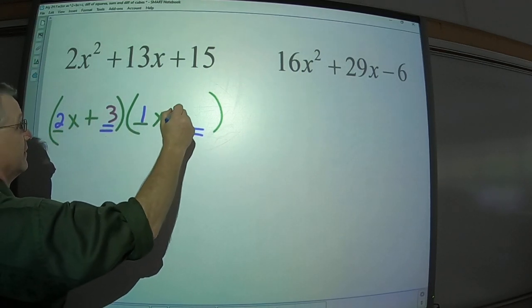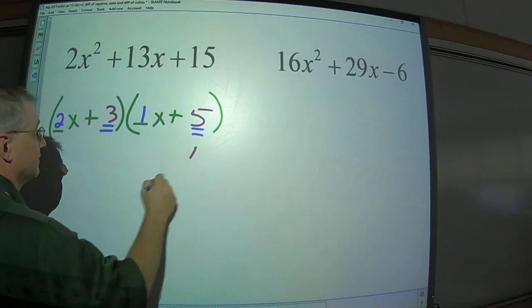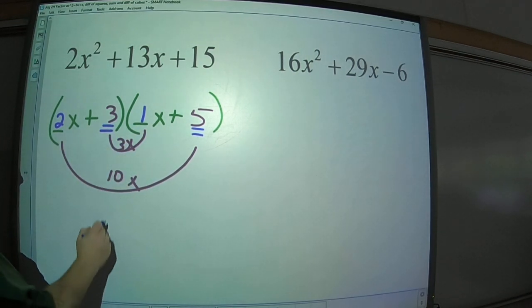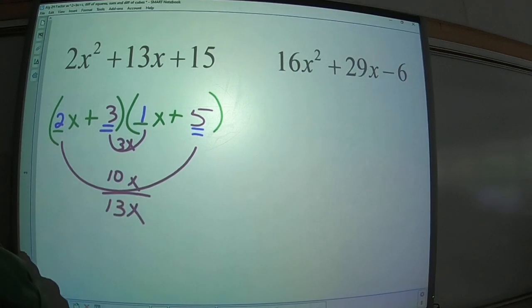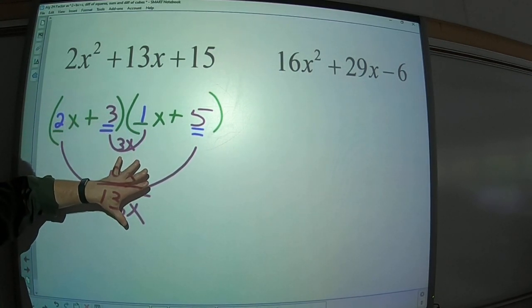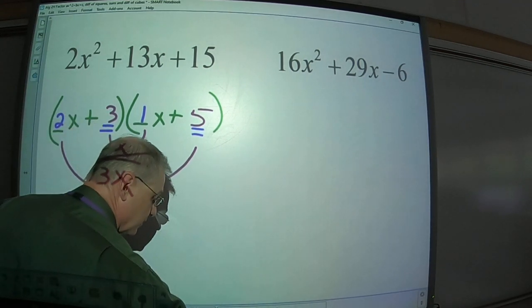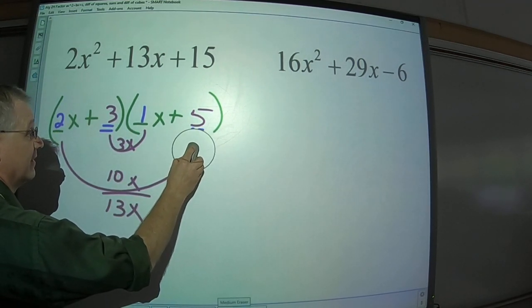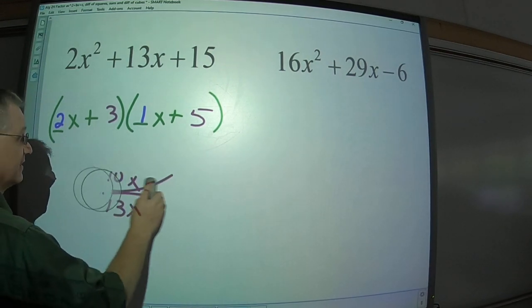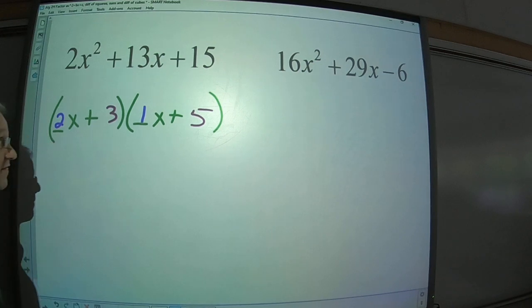3, 5, 10x, 3x. Sure enough, it comes out to 13x, and that's just what I wanted. And so there's my answer. By the way, this stuff, that's not the answer. In fact, if I erased all of those lines and all that, I can't quite get the green lines, they're a little tight there. That's my answer, 2x plus 3, 1x plus 5.